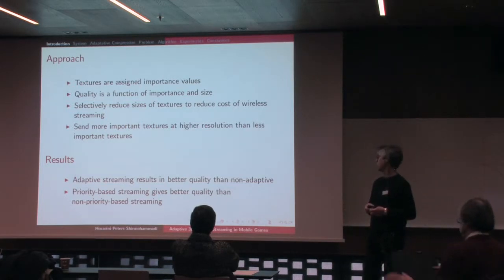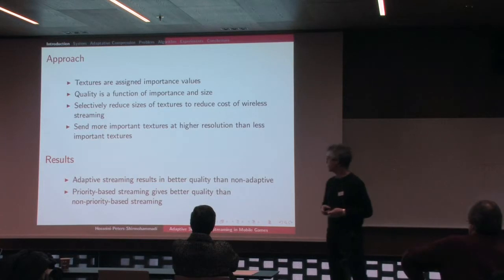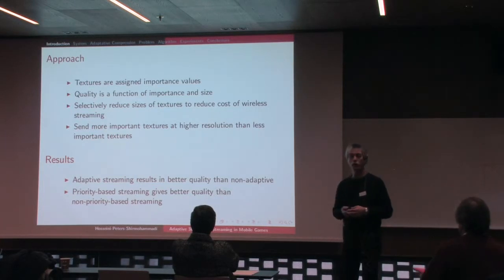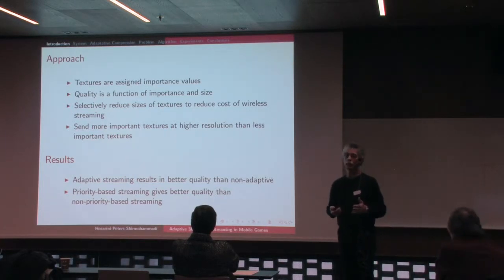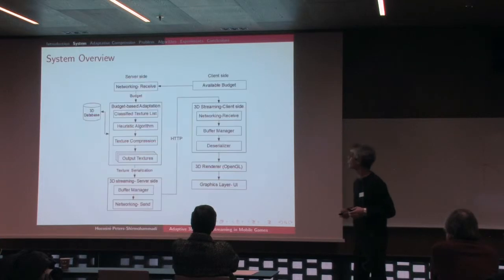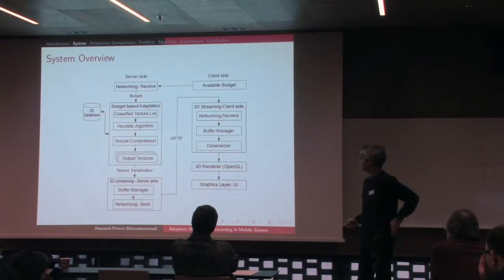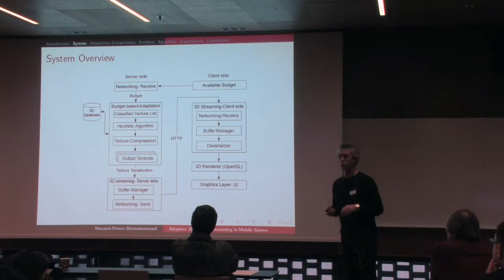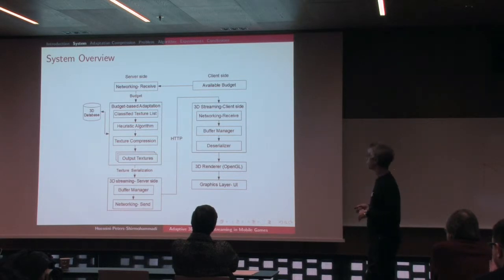And also, if we do priority-based streaming, in which we try to stream the most important textures first, we get better quality than non-priority. So this is a general overview of the system. We won't look at all of it in this talk. We'll be concentrating on a few parts.